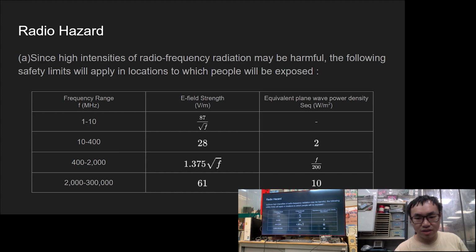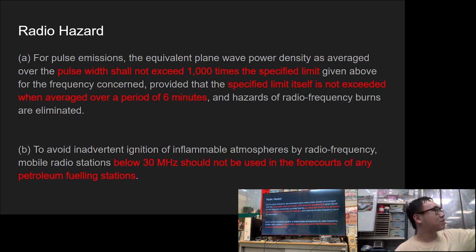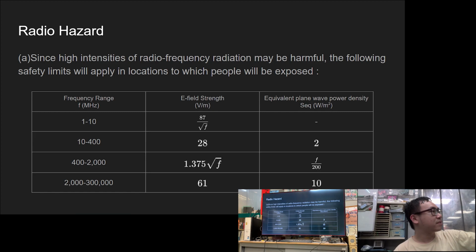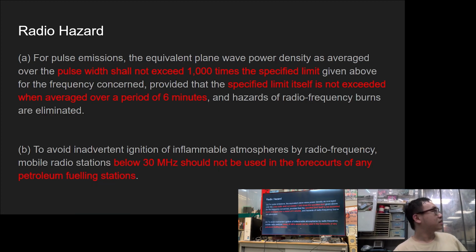Okay. This is watts per meter squared, which is a surface area, right? 10 times 1,000, which is 10,000. Per pulse, no exceeding 10,000, and per 6 minutes, no exceeding 10. Okay? Yeah. And there is one more weird regulation in Hong Kong.